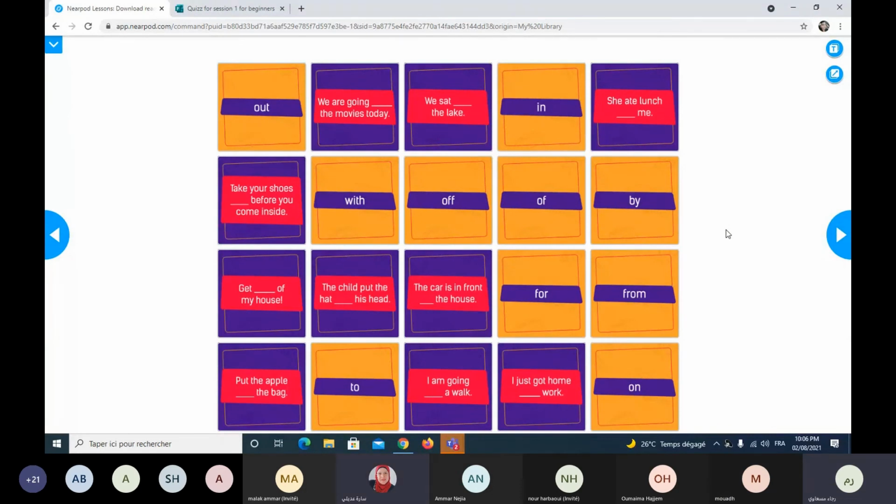Yes. Noor. Get off of my house. Very good. Get off of my house. Thank you. That's good. Lina. The car is in front of the house. Good. The car is in front of the house. Very good. Yes. Thank you, Lina.